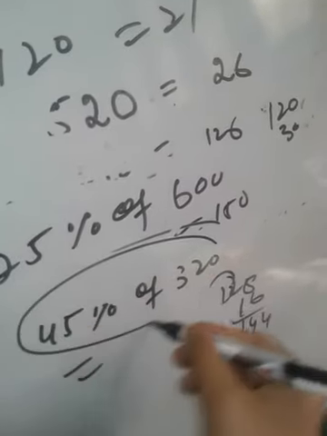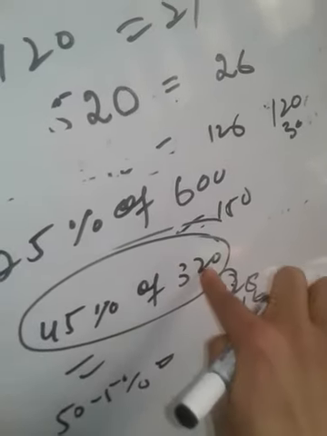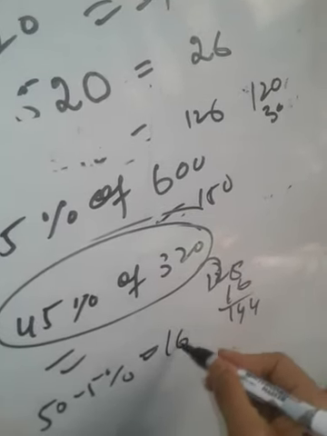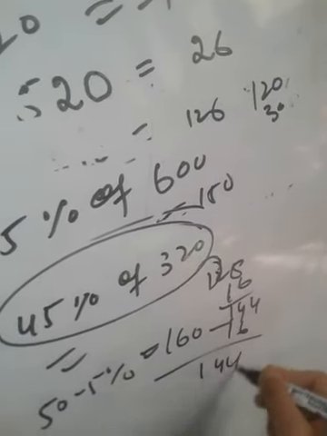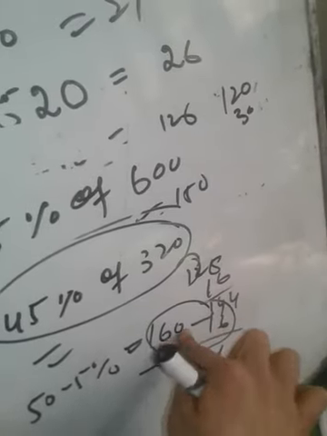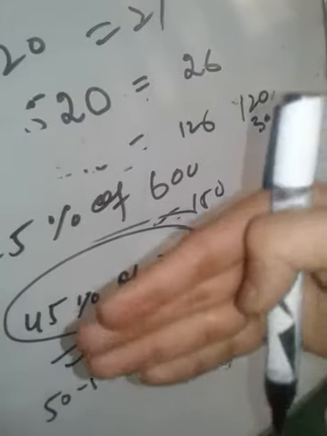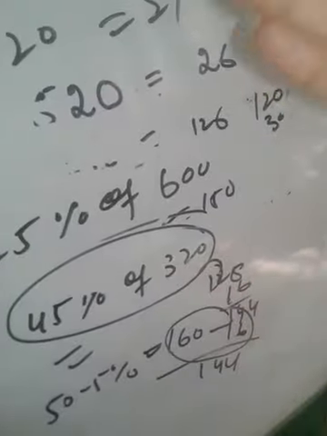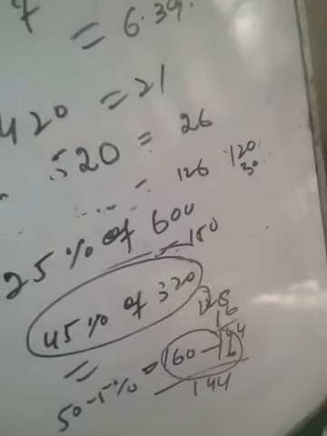Or you can calculate in this way: 50% minus 5%. What is 50%? It is 160. Minus 5%, which is 16. This is 144. Simple. First of all, I am just showing you how to calculate, but the more you practice, you need not write this. Sometimes even with a long calculation, you don't need any pen and paper.